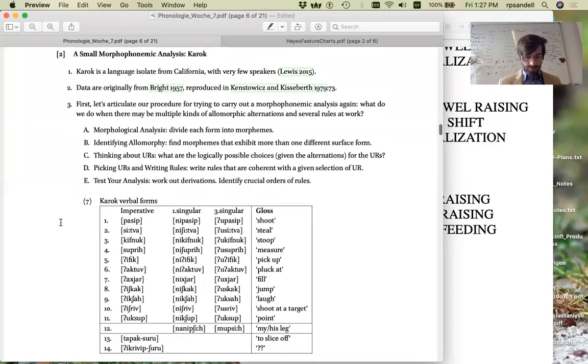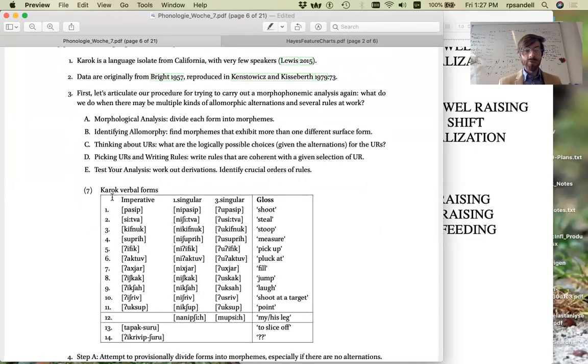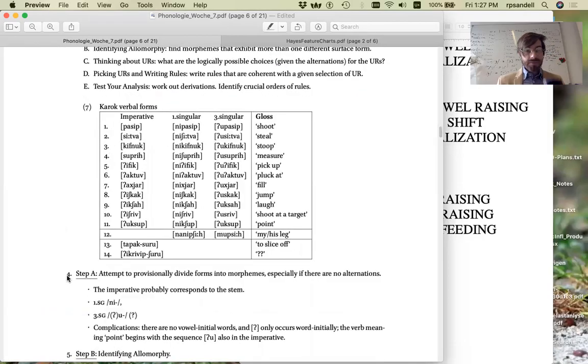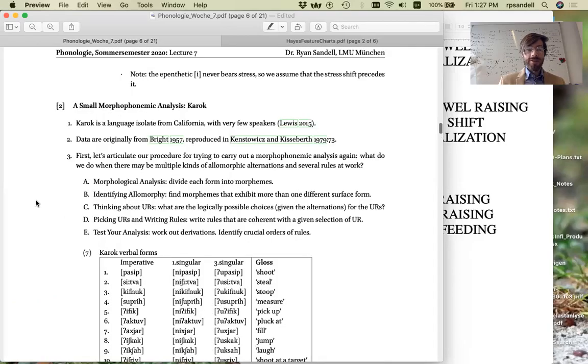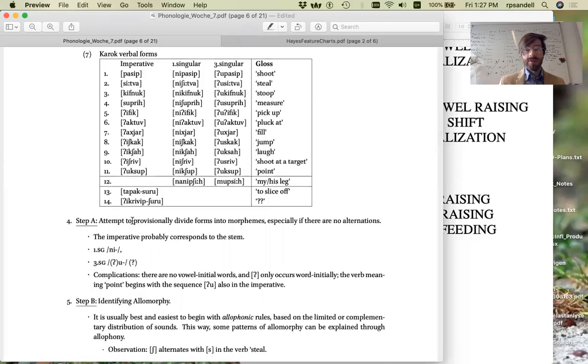So here we have a set of 11 verbal forms and a couple of additional forms just to illustrate a couple of other points. So our first step, following step A, the morphological analysis, will be to make a provisional division of forms into morphemes, especially if we see there are no alternations. So we have three different morphosyntactic categories: an imperative, a first singular, and a third singular. And each row corresponds to a different verbal meaning.